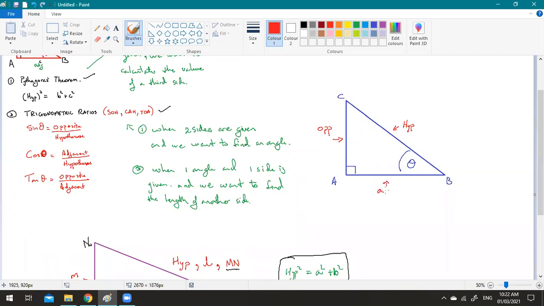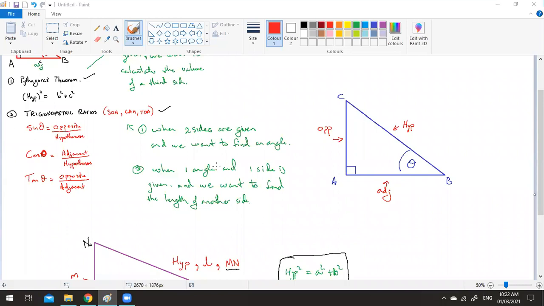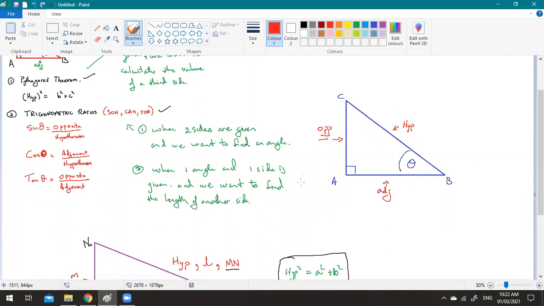Adjacent. Right. Now, for those of you who don't understand why it is opposite and why it is adjacent, somebody could explain to them why we call this side the opposite. It's the opposite because it's opposite the angle. Very good. So it's opposite the angle we're talking about, right? And this here, adjacent, is because it's next to the angle.